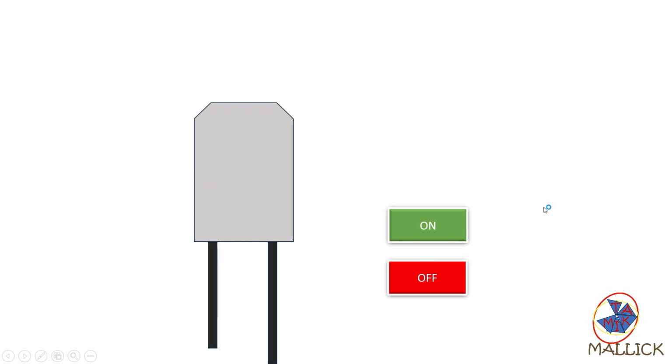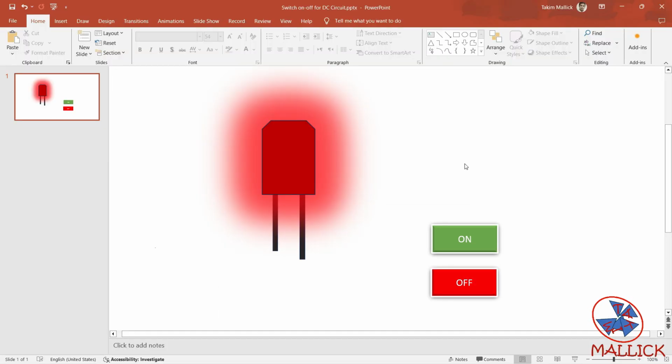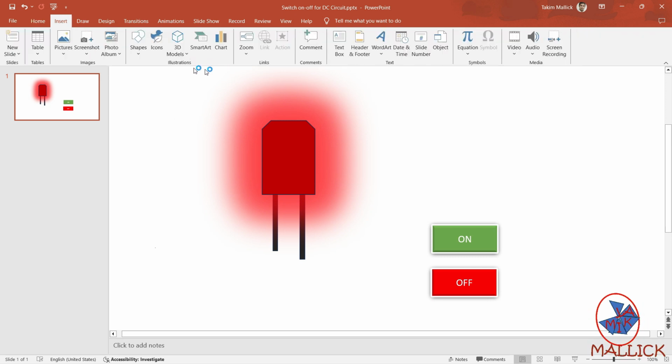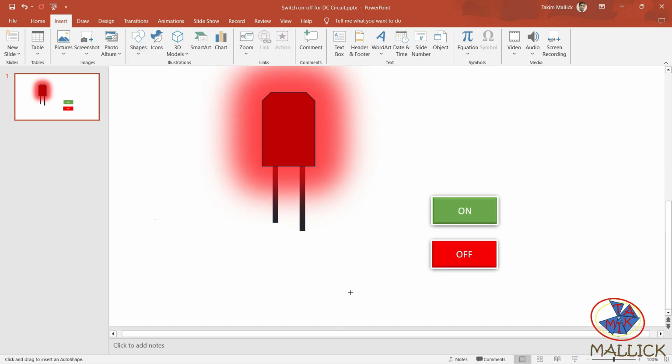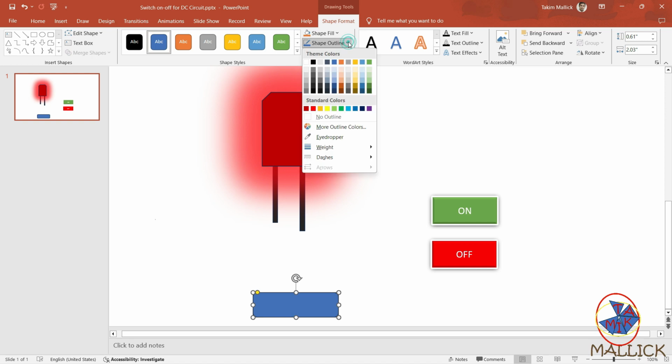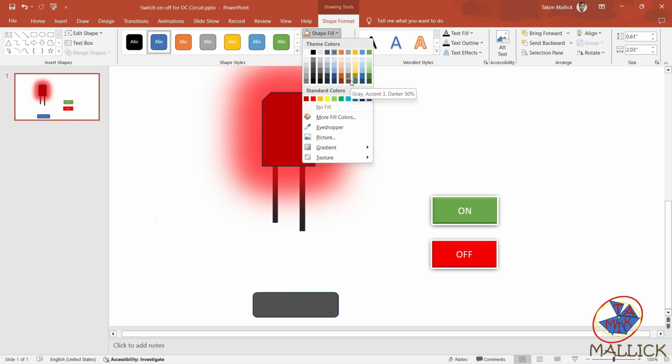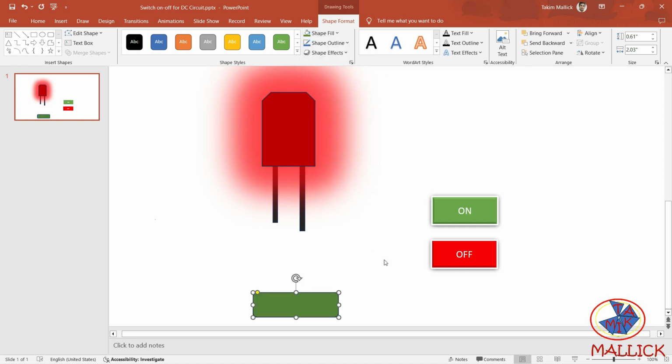I have shown you this animation in my previous video, and now let's draw a DC circuit as well as a switch, an actuator of a switch. So we need a power source first. So I'm gonna draw a battery. Let's say this is our battery.